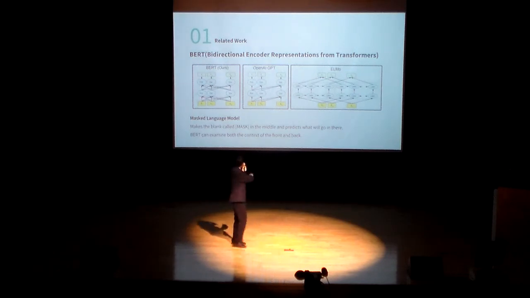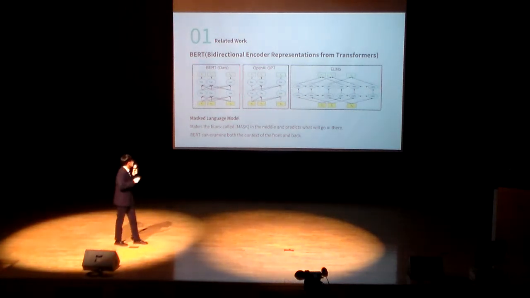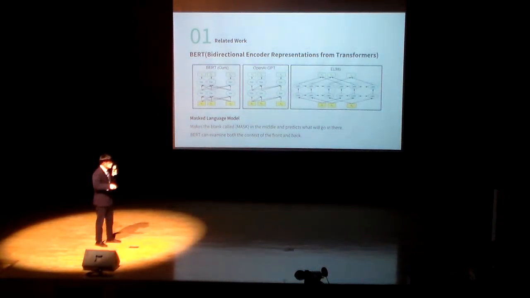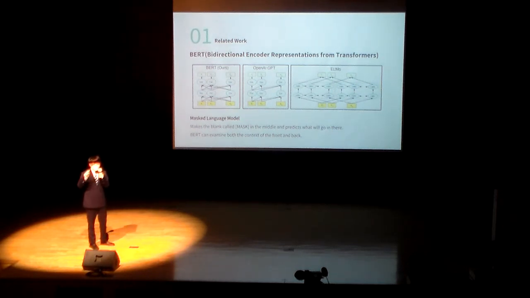Now, if you look at this figure, you can see a certain result value at one layer. BERT gets information from every part, but GPT only gets information in front of the layer itself.